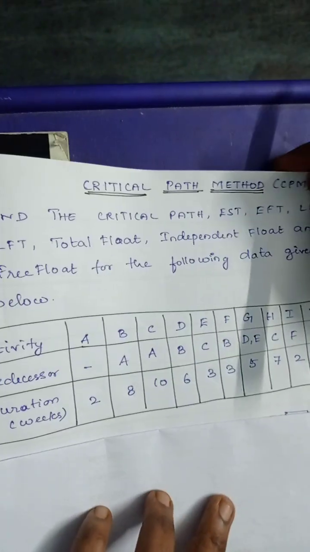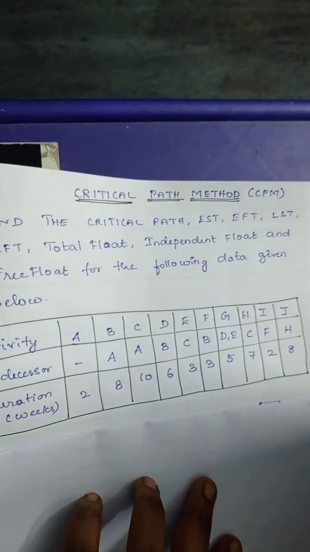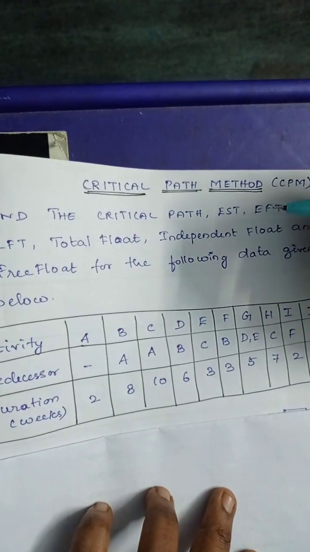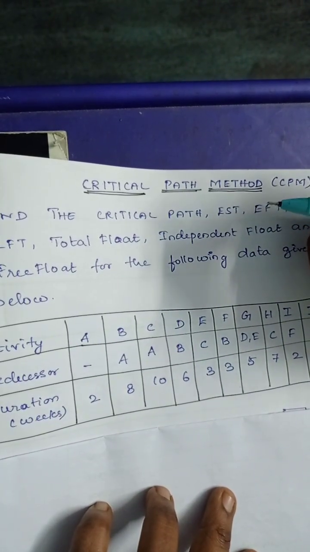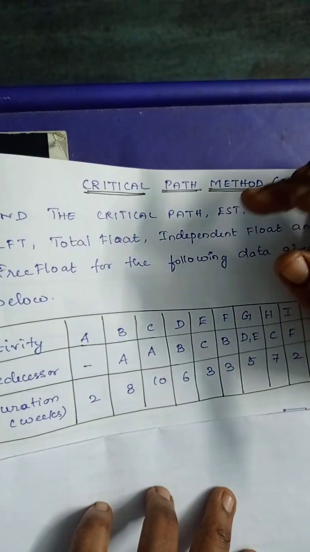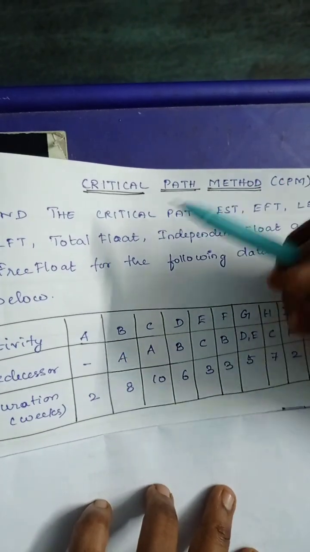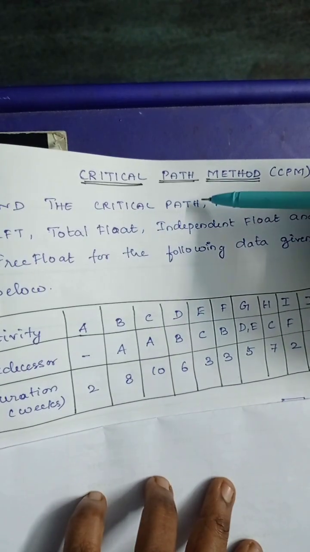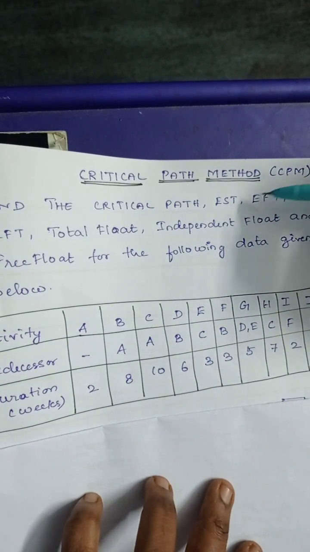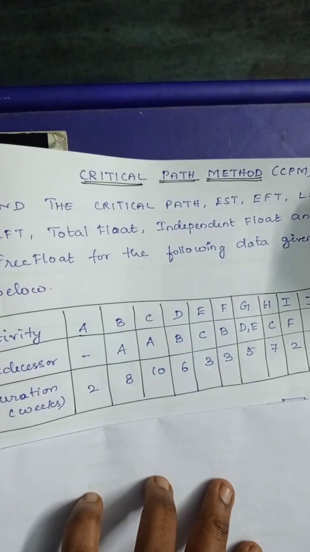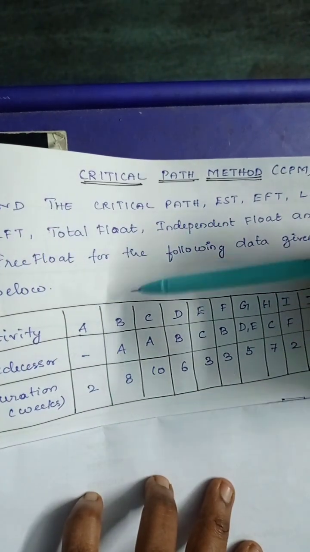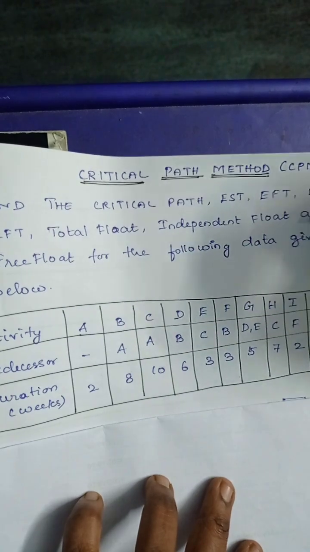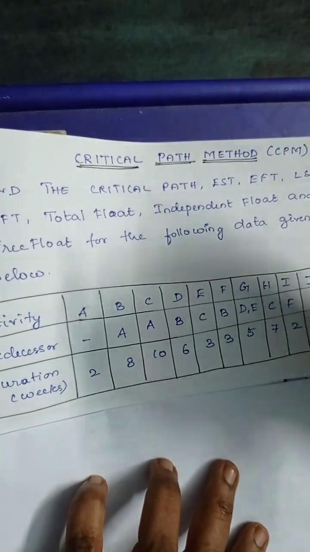Good morning students. In this video we are going to see about the critical path method. It is one of the project management techniques used to calculate the entire project duration required to complete a particular project. In this problem, we are asked to find the critical path, EST, LST, EFT and LFT, total float, independent float, free float and interference float for the following information given below.